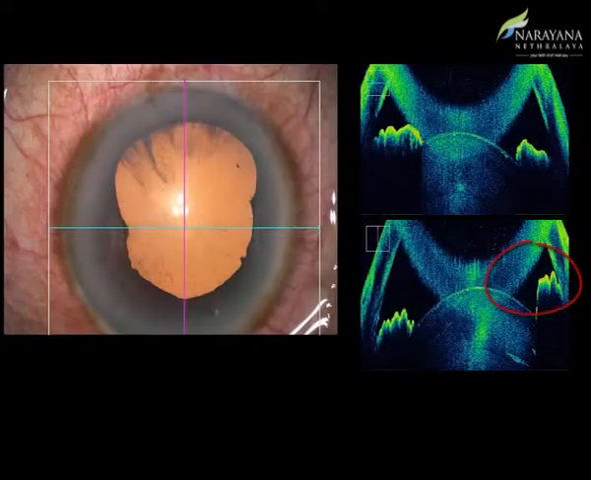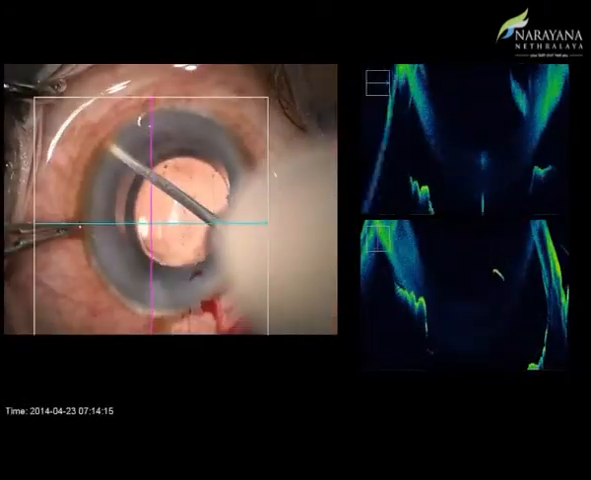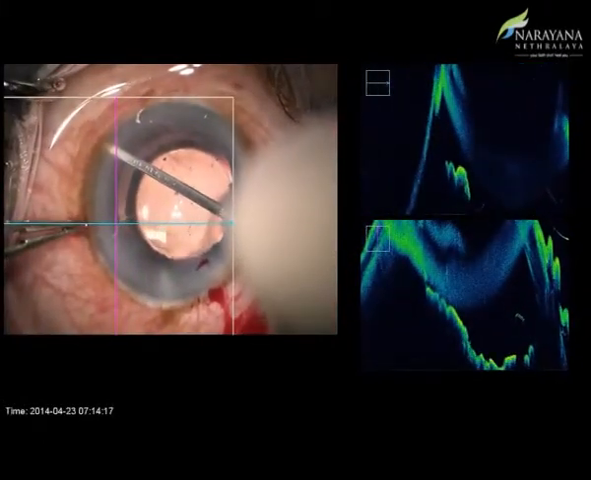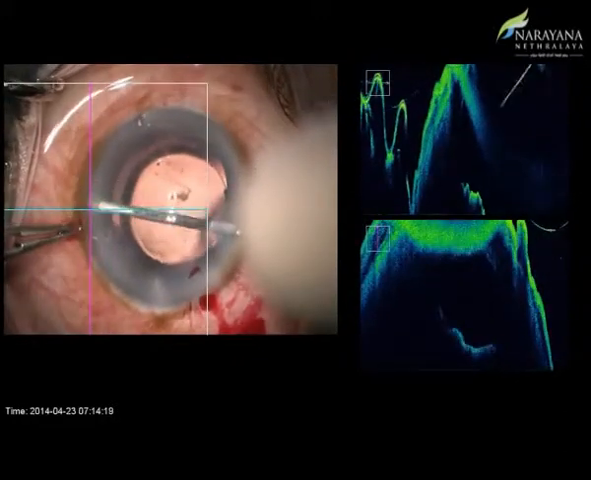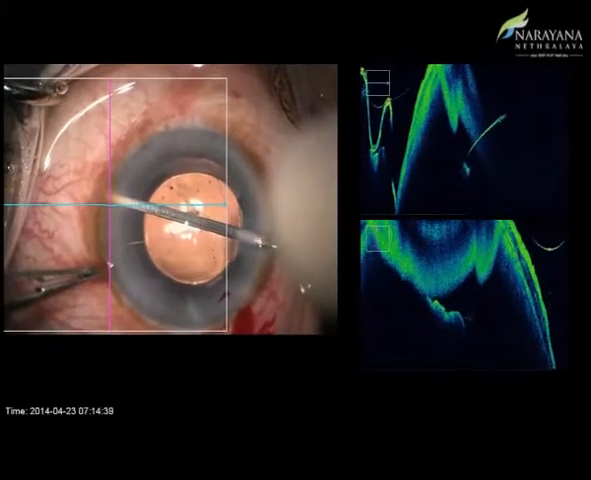This was an eye with a history of acute angle closure that had developed 270 degrees of peripheral anterior synechiae and a visually significant cataract. Phacoemulsification and goniosynechial lysis were performed. The red circle in the OCT image shows the peripheral anterior synechiae. Routine phacoemulsification surgery was performed, and at the end of the procedure, goniosynechial lysis was done using a blunt spatula under direct intraoperative OCT guidance.